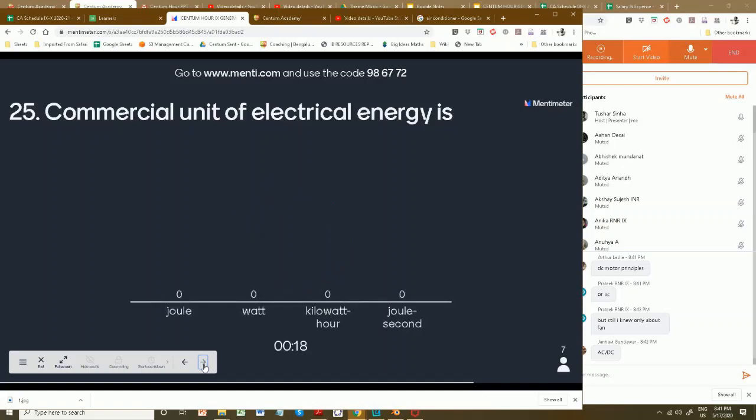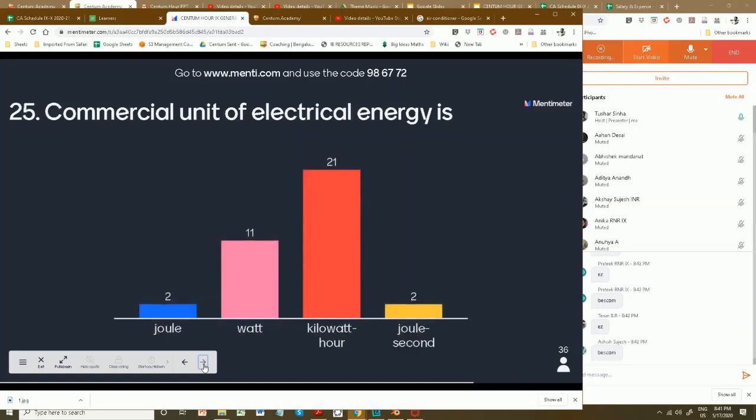This you must know. Every month, a person comes to your building or household and takes the reading. You must be knowing this. This is taught also in the schools. We call it KWH, right? So there is no watt, there is no joule, it is kilowatt hour. Clear? This is the commercial unit of electrical energy.